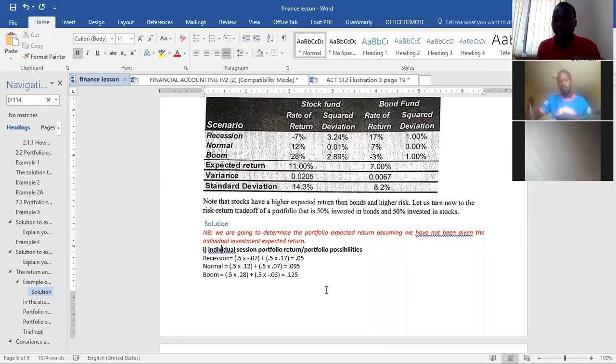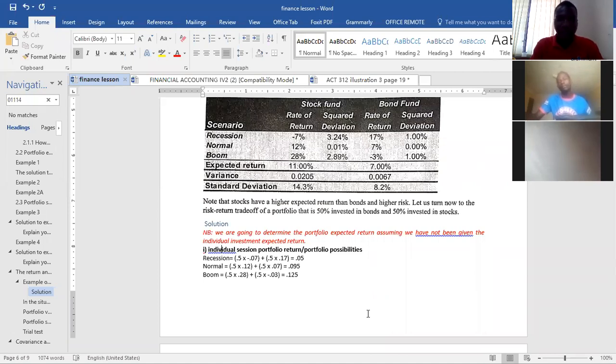Now, in our earlier discussion, we came across how to calculate individual expected return, and we said it is equal to what? The possible returns, which are called the possibilities, multiplied by what? The probabilities. So therefore, we need the possible returns or the possibilities. In an attempt to do that, this is portfolio building.